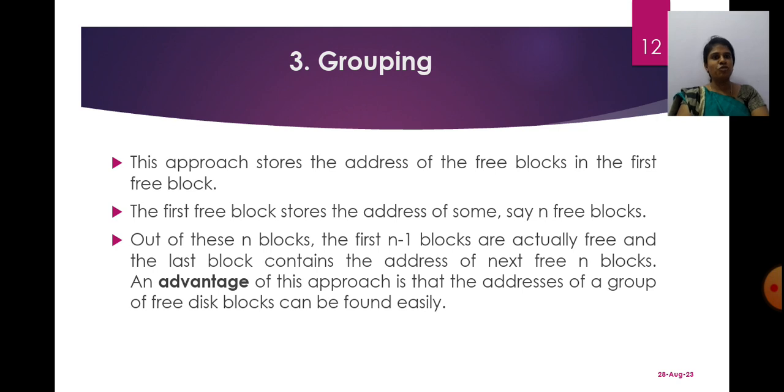Next method is grouping. The grouping method stores the addresses of the free blocks in the first free block. So in the first free block, there may be n free blocks, and the information of these n free blocks will be stored in the first free block. Out of these n blocks, the first n minus 1 blocks are actually free for allocating to files or directories, whereas the last free block will contain the addresses of the next n free blocks.